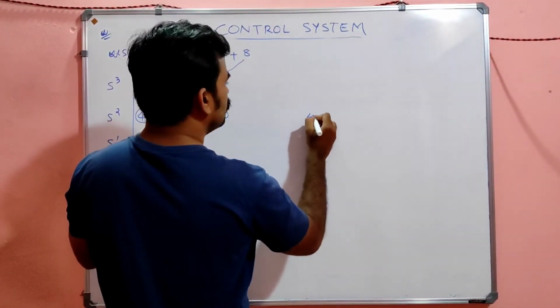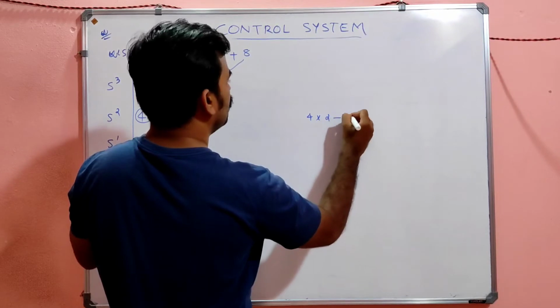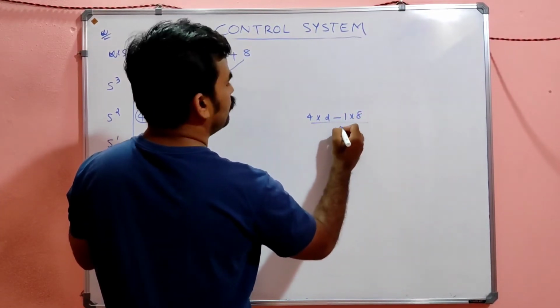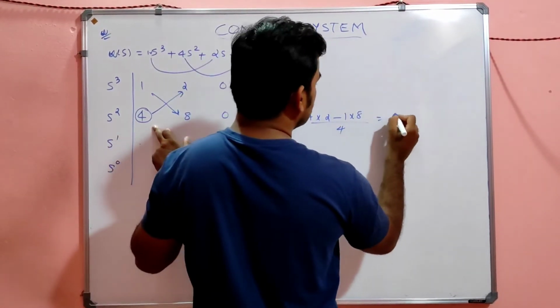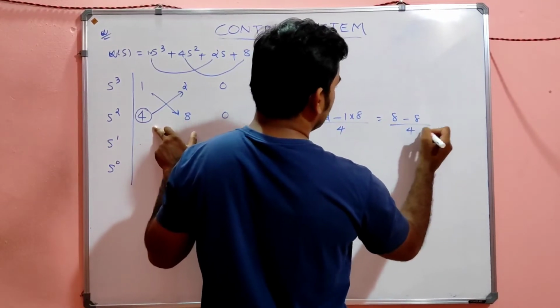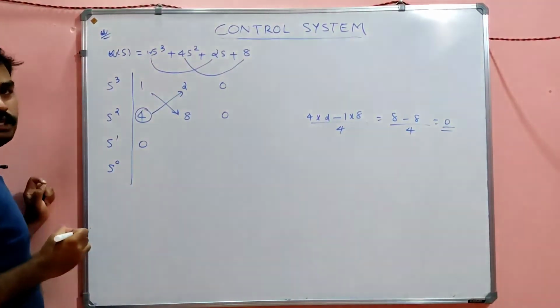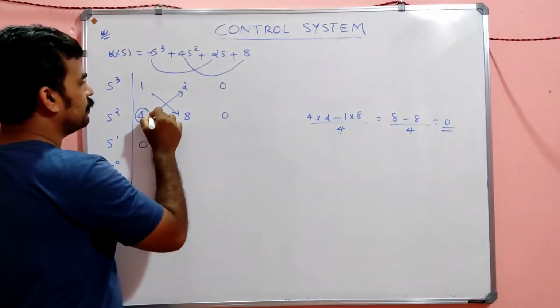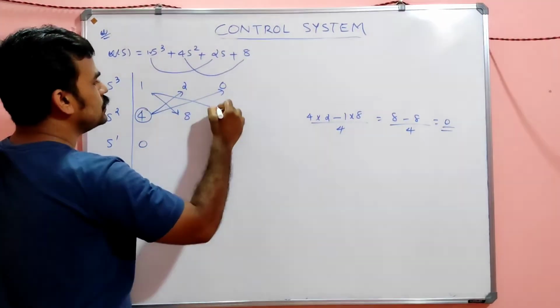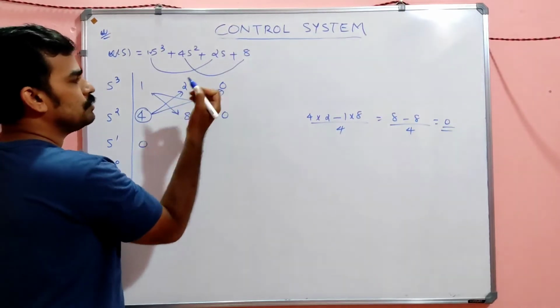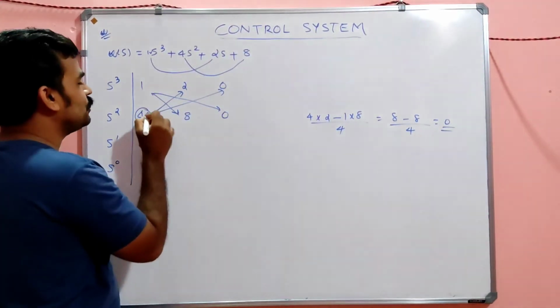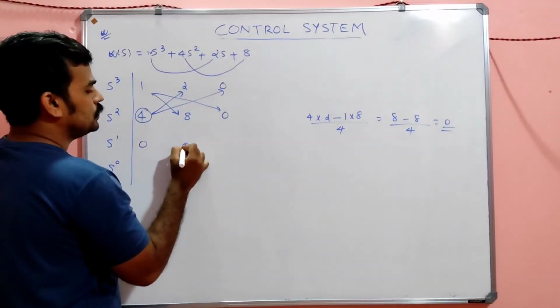So this into this minus this into this one. It will become 4 into 2 minus 1 into 8, divided by 4. So it will become 8 minus 8 by 4, which is nothing but 0. So this element is 0. And this element is nothing but, my dear, this into this minus this into this divided by this. This into this again 0, this into this again 0, divided by 4 means 0. So 0 and 0.